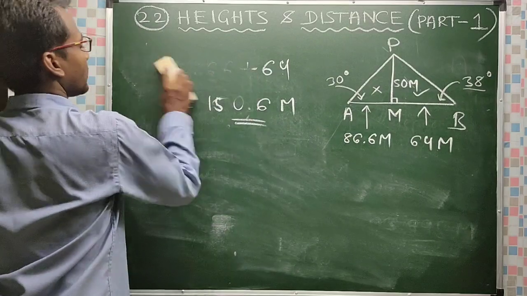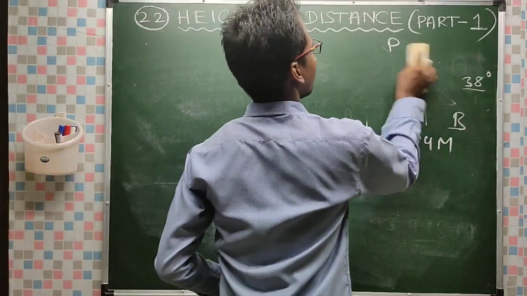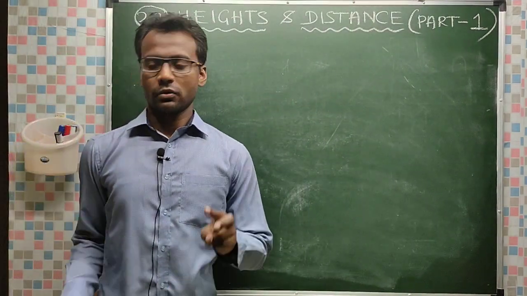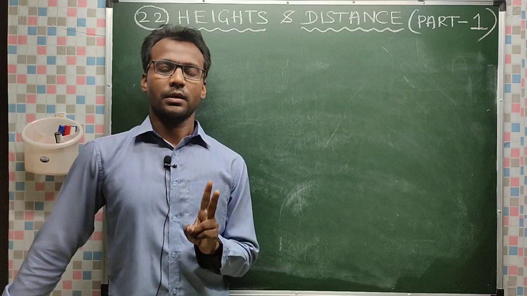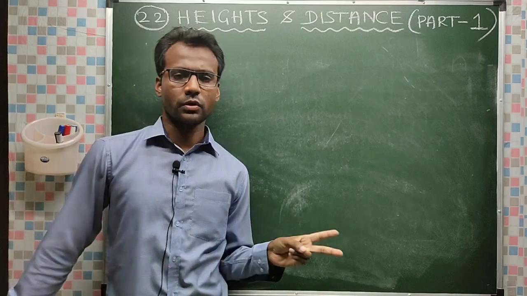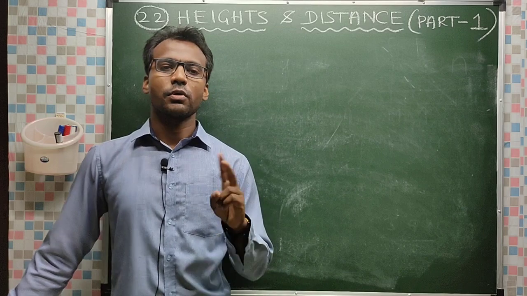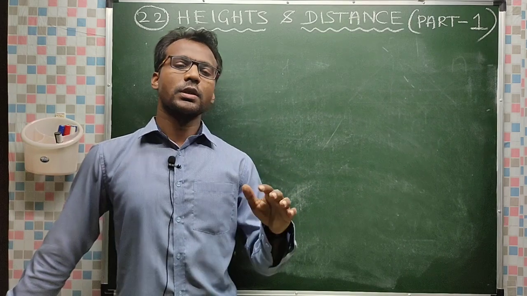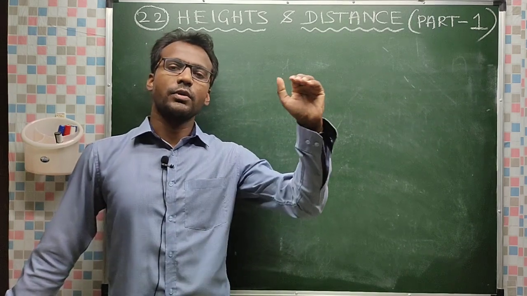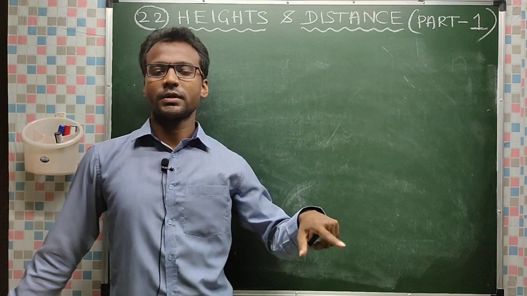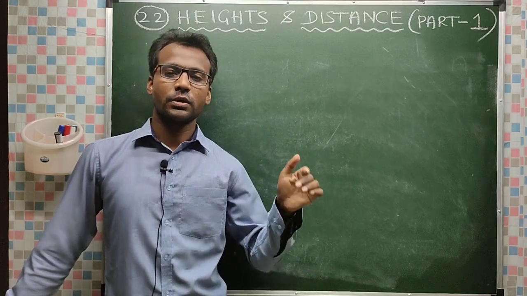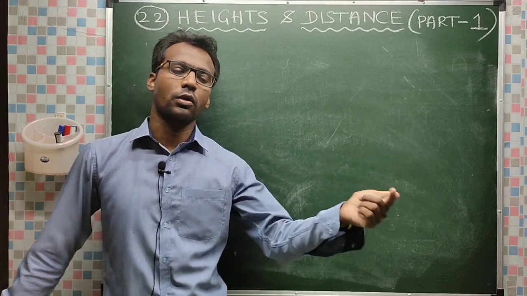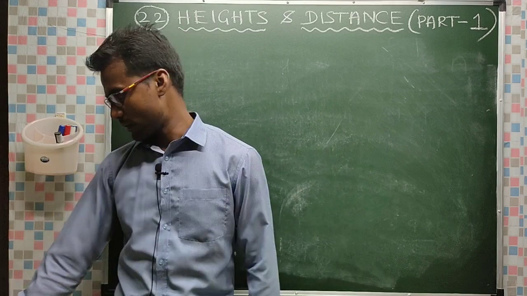Okay. Now let's move to another example. So remember, there are two types of angles: standard angle and non-standard angle. If a standard angle is given, then you don't need to worry. Directly use tan theta. If a non-standard angle is given, be careful. See whether, if you are using tan theta, the unknown side is coming in the numerator or not. If it is coming in the denominator side, then instead of tan theta, use cot theta. Then use the complementary relation. Okay, tan 90 minus theta is cot theta, or cot 90 minus theta is tan theta, and get the value. Okay.